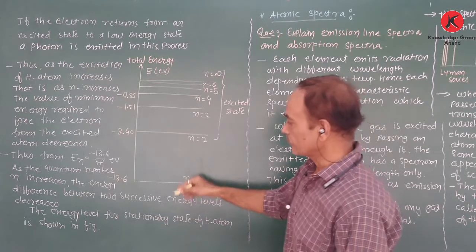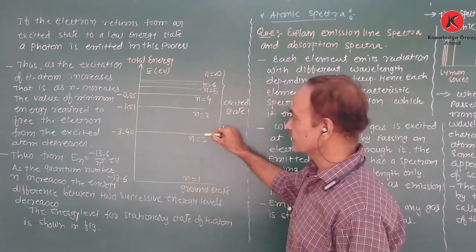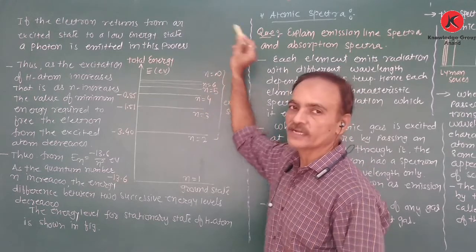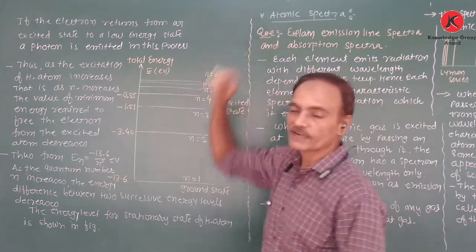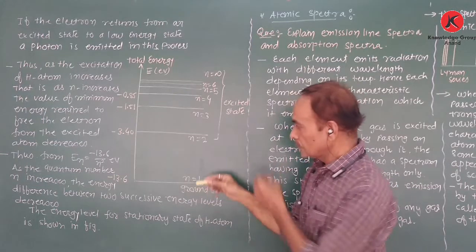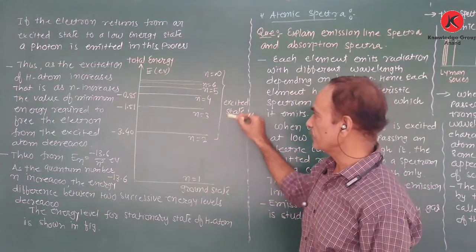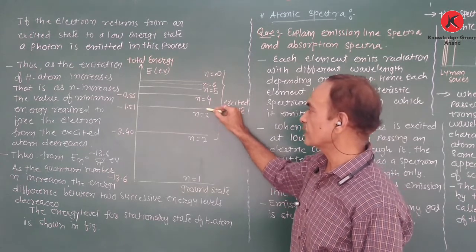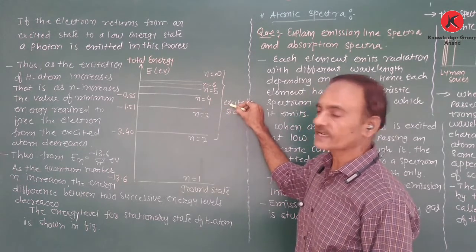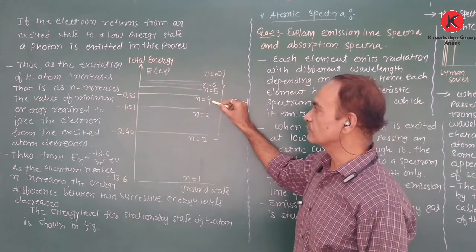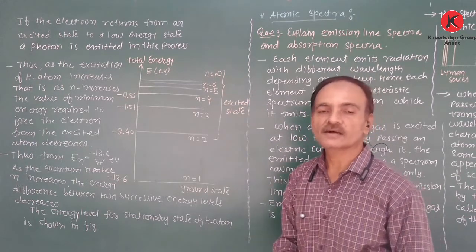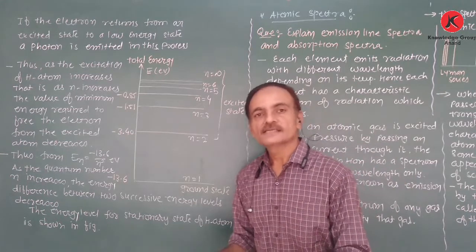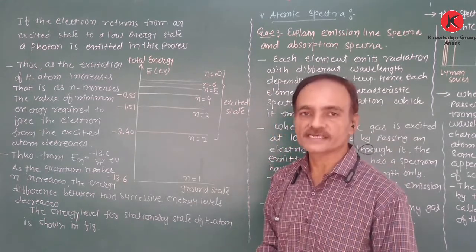Again, for the electron, the ground state is n equal to 1, then n equal to 2 is the second orbit, n equal to 3 the third orbit, 4, 5, and so on, and last is the infinite orbit. Now, n equal to 2 is known as the first excited state. N equal to 3 is known as the second excited state. N equal to 4 is known as the third excited state, as we discussed before in the discussion of excitation energy.